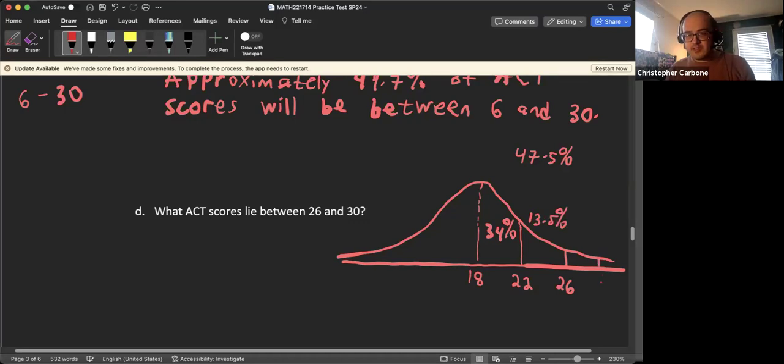For the 3 standard deviations, the one that goes up to 30, the full thing is 99.7%. And since, again, we're talking about just half of it, half of that is 49.85%. So since we already have 47.5% in there, when we subtract that from 49.85, that gives this value here that we're looking for, which is going to be 2.35%.